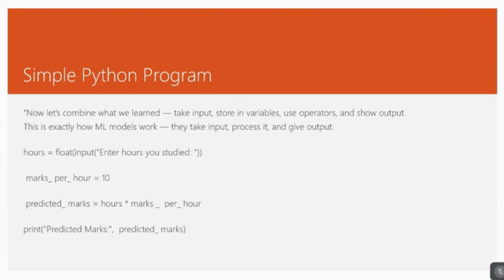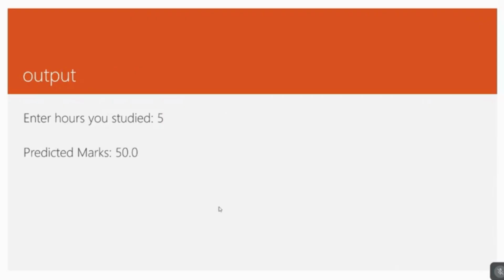If we run this code, it shows output like this. Enter hours you study. Like I enter 5, meaning daily I study 5 hours. So our machine learning model directly gives our marks: on the basis of your study hours, in future you get 50 marks. If we increase this, like if I write 6 here, it gives me 60 marks on the basis of our hours of study.